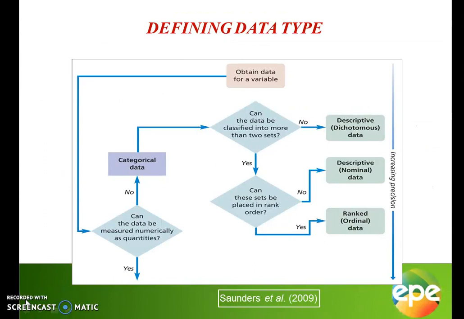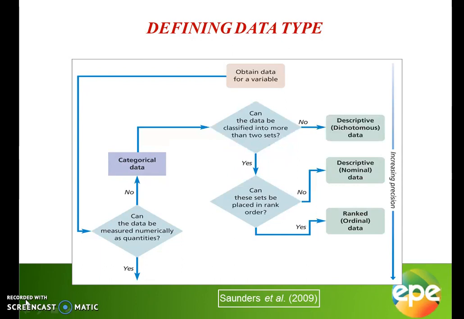After making sure of this, the next stage is defining the data type, which will help you to do your analysis properly. There is a basic question to ask: can the data be measured numerically? Two answers, no or yes. If you say no, according to Saunders et al. 2009, it means that what you have is categorical data. Then another question follows: can the data be classified into more than two sets? If the answer is no, it means what you have is descriptive dichotomous data.